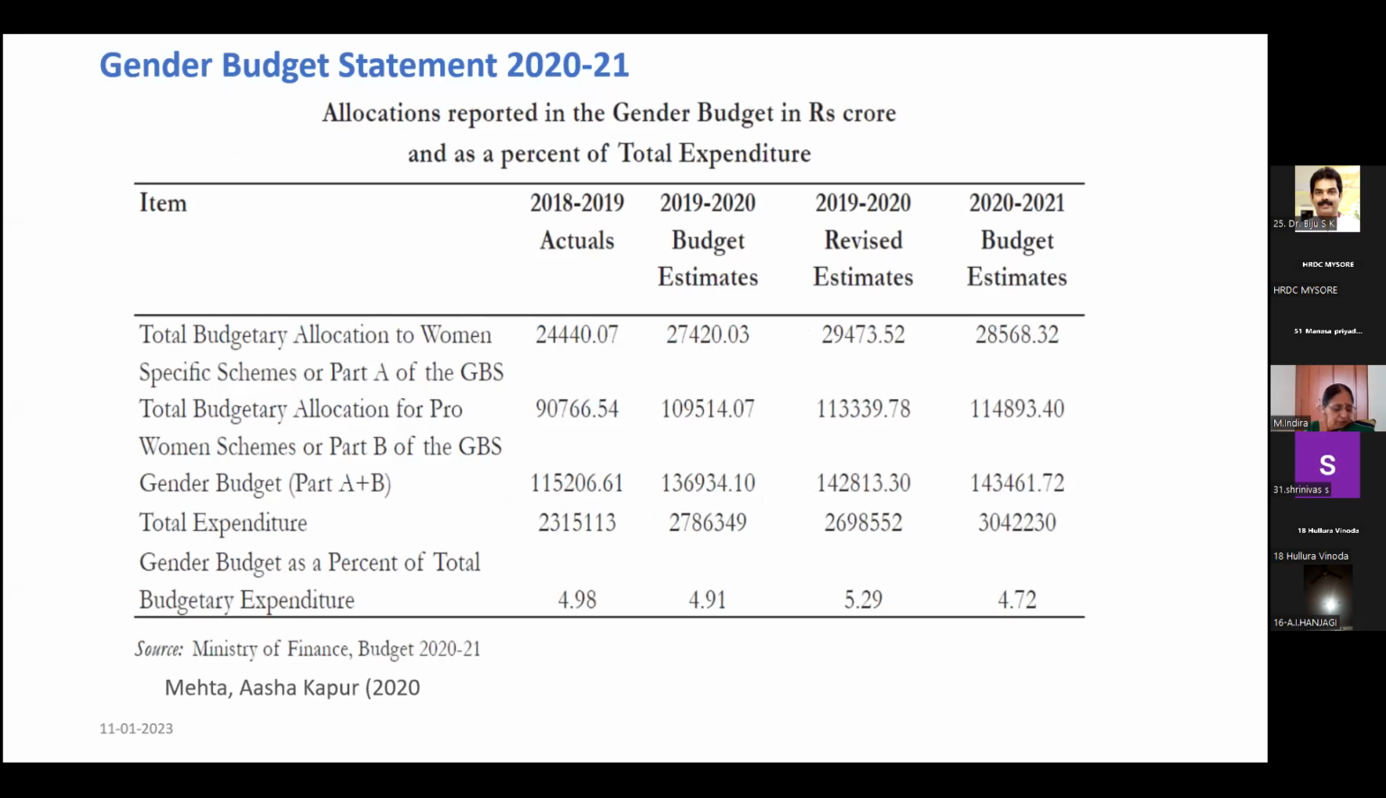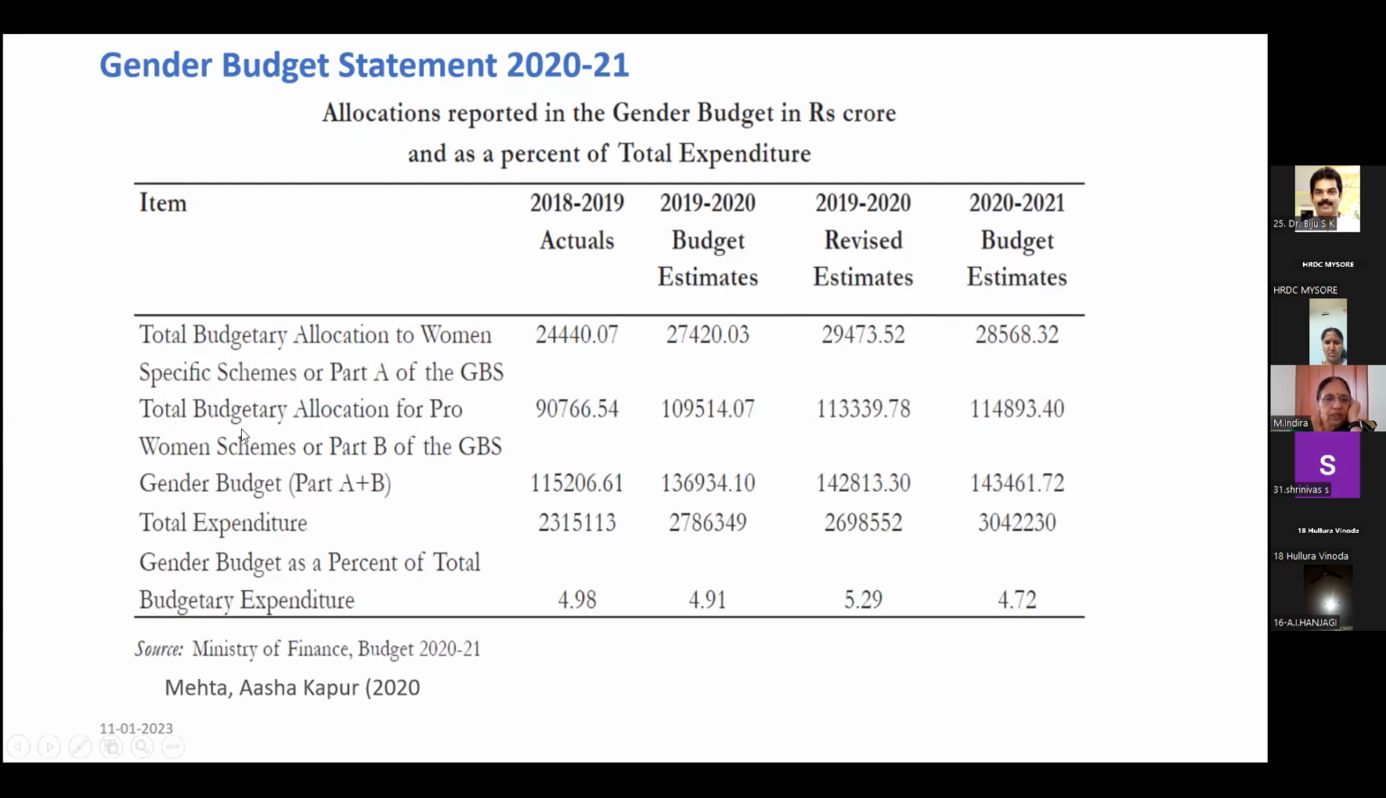So, the gender budget statement of 2021. I made this so it gives you an idea of what a gender budget statement is. This is the gender budget statement of 2021. In this, the first item is the total budgetary allocation to women, which is the overall allocation. It shows the 18-19 actuals, the 19-20 budget estimates and revised estimates, and then the 2021 budget estimates, which are made based on the revised estimates of 19-20.